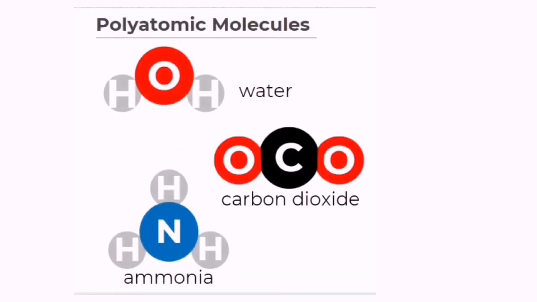Some substances are made up of three, or even more, atoms of different types. These atoms can be linked to one another in different ways and orientations. Examples are water with two hydrogen and one oxygen atoms, carbon dioxide with one carbon and two oxygen atoms, and ammonia with one nitrogen and three hydrogen atoms.